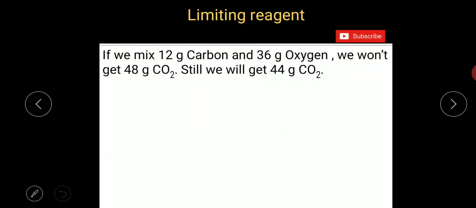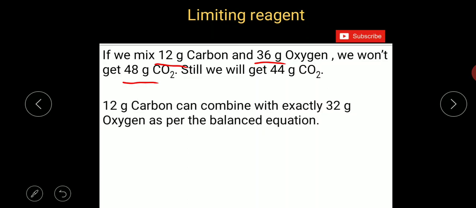Suppose now we mix 12 grams of carbon with 36 grams of oxygen. Once again the same question: will you get 48 grams of carbon dioxide? No, you will get only 44 grams. Why? As per the balanced equation, 12 grams of carbon can exactly combine with 32 grams of oxygen. But here 36 grams of oxygen has been given, so 4 grams excess is there. So oxygen is the excess reagent.